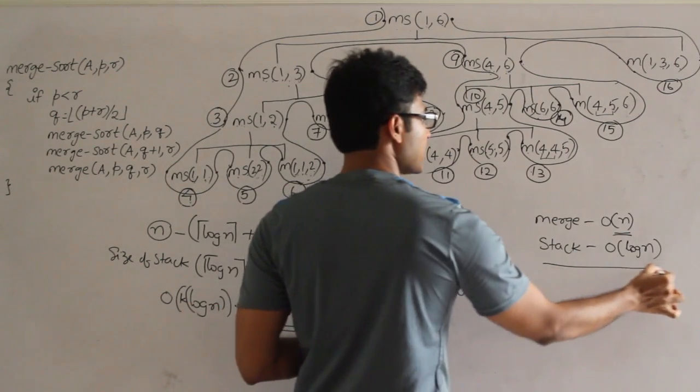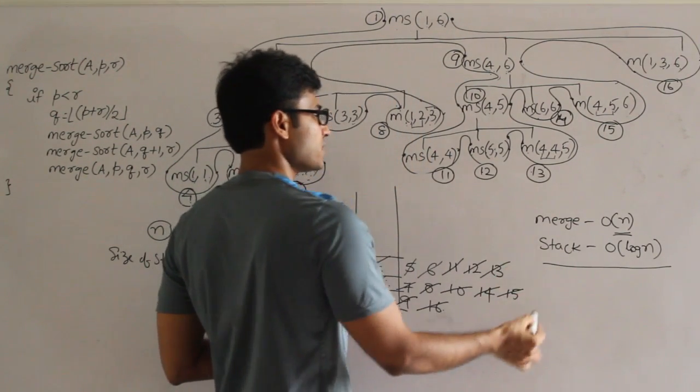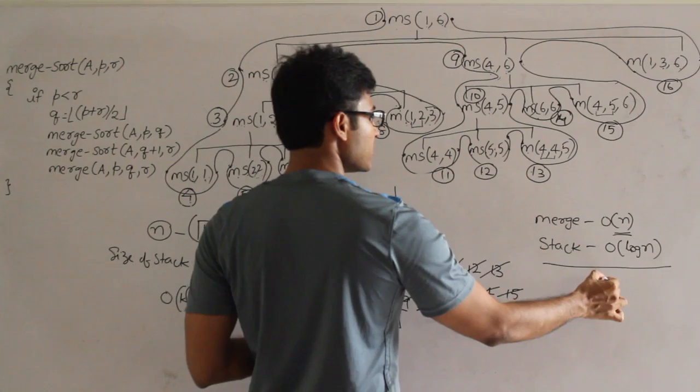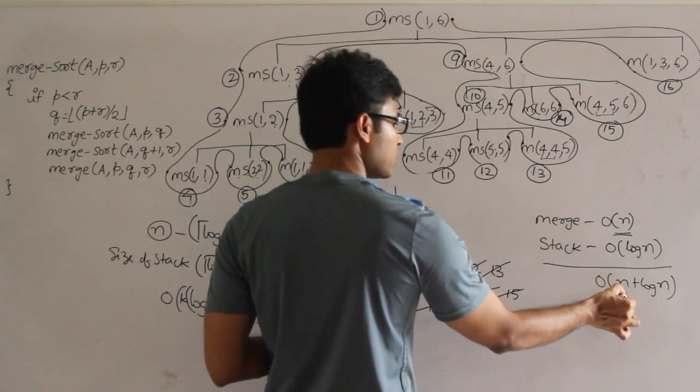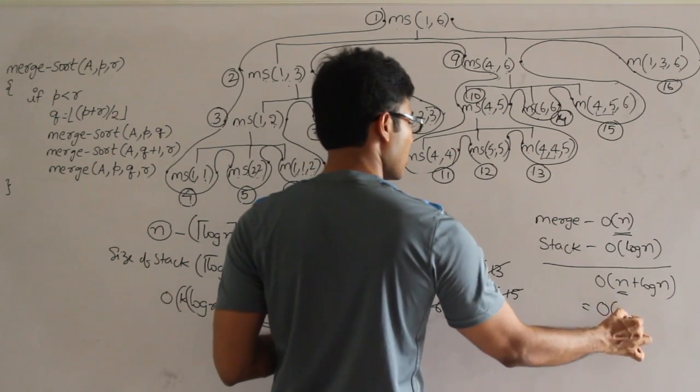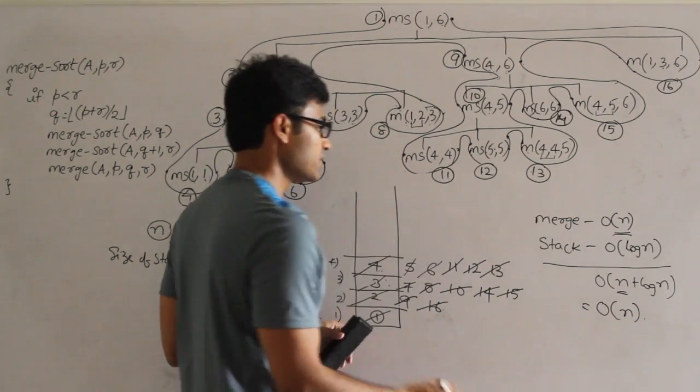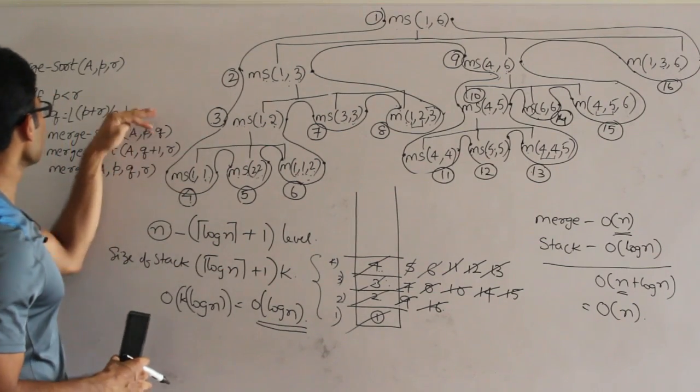Therefore, the total space complexity for this merge sort algorithm is order of n plus log n, and the dominating term is n, therefore it is going to be order of n, right? So this is the space complexity that is required by this merge sort.